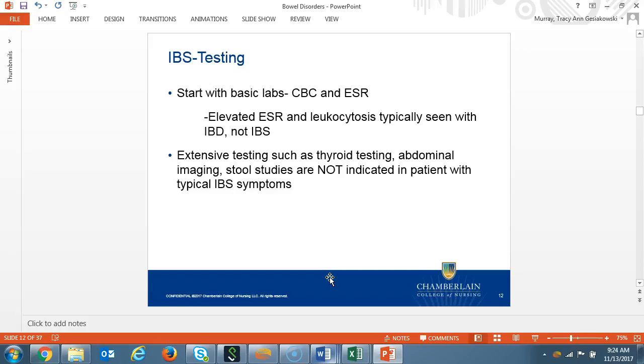Because of the low likelihood of uncovering organic diseases in patients with typical IBS symptoms, extensive diagnostic testing with thyroid function studies, stool for ova and parasites, and abdominal imaging is not routinely performed in patients with typical IBS symptoms and no alarm features. However, if testing is performed, the results are typically normal, including barium X-ray and colonoscopy. So any abnormal results should prompt further investigation.